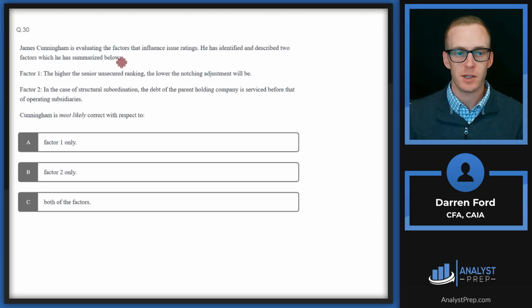James Cunningham is evaluating the factors that influence issue ratings. He has identified and described 2 factors, which he has summarized below. Factor 1, the higher the senior unsecured ranking, the lower the notching adjustment will be. This is a correct statement.